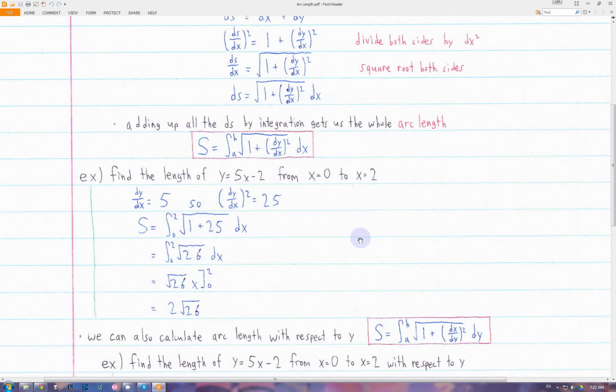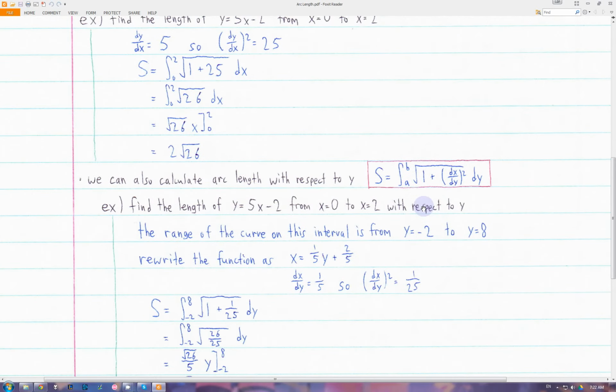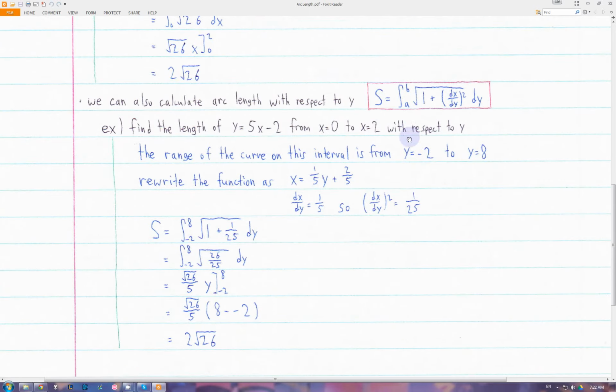Now we can also calculate arc length with respect to y. So the formula is almost the same. The only differences are our limits a and b will be y values instead of x values. And instead of dy/dx squared, we have dx/dy squared. And then of course we have the dy instead of dx. So we can find the length of the same curve that we just found using y this time.